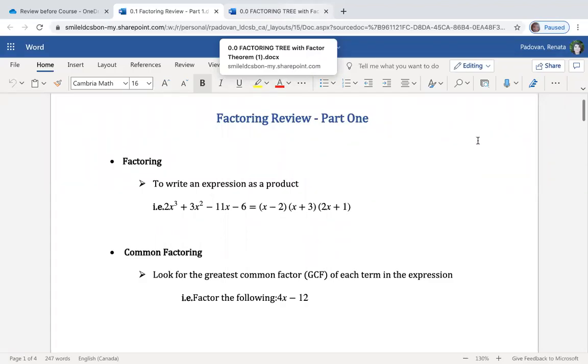Let's do a general overview of factoring from a little bit you may have learned in grade 9 and mostly in grade 10. So factoring, first of all, the definition is to write an expression, which you can just think of as an equation, as a product. So a product is when terms are multiplied by each other.